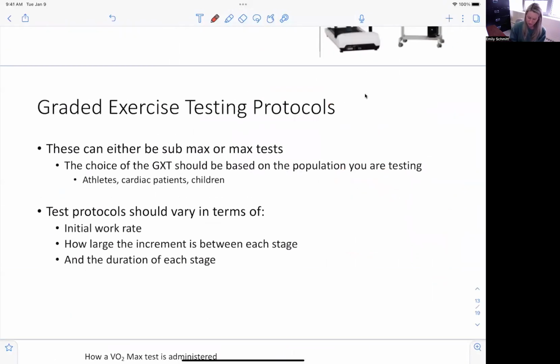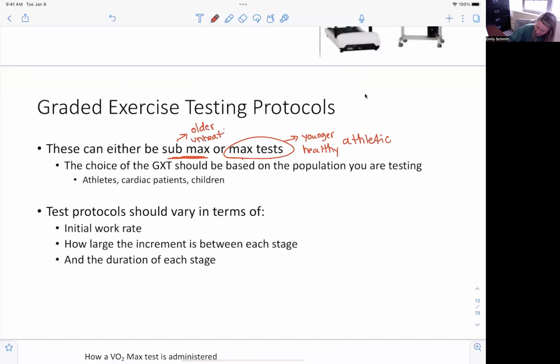So there are different ways, again, through graded exercise testing protocols. You can either do a submax or a max test. Now, a max test you would do on a younger, healthier, athletic population. A submax test you would do on an older or maybe more unhealthy population. I would do a submax test on clinical patients, right? So those that maybe have underlying heart disease.